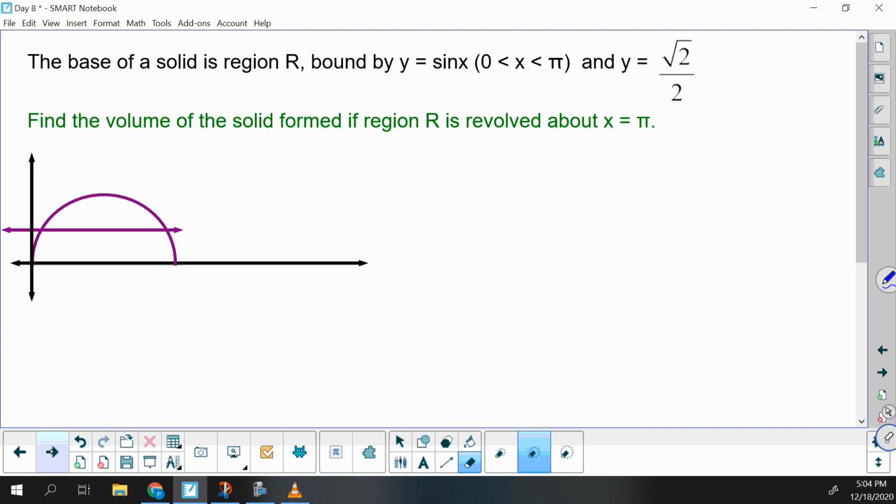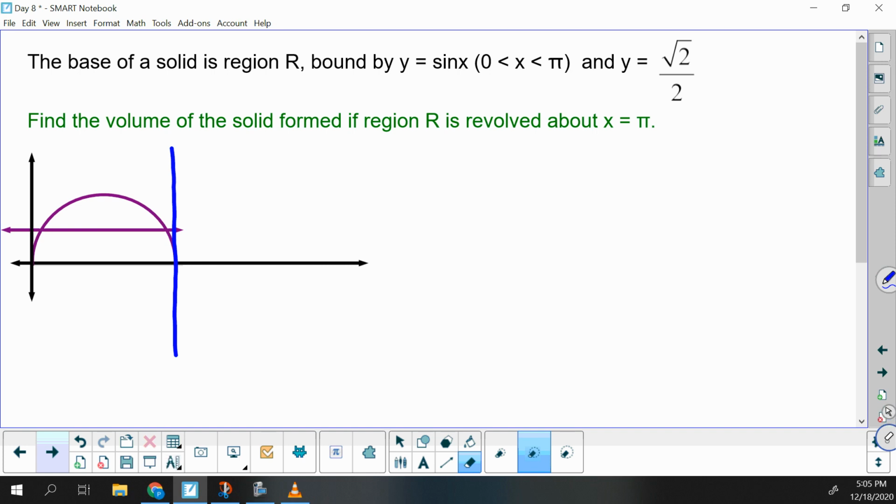Same region now, but this time we're going to spin it around x equals pi. Well, x equals pi should be right here, because that's where sine should hit the x-axis. So when you're spinning it around something, that's where you have disks, washers, or shells. If you're just doing cross sections, it's just the area of the cross section times either dx or dy. So two different ways that you could be finding a volume of a solid.